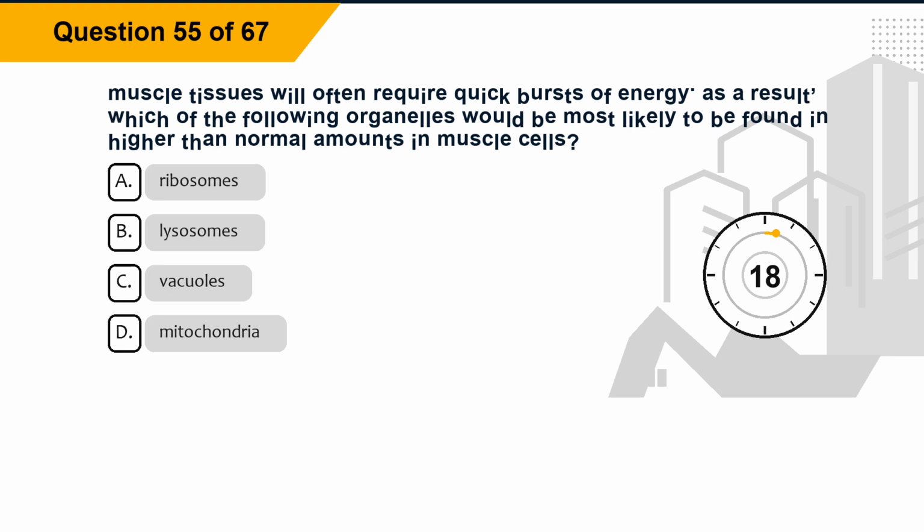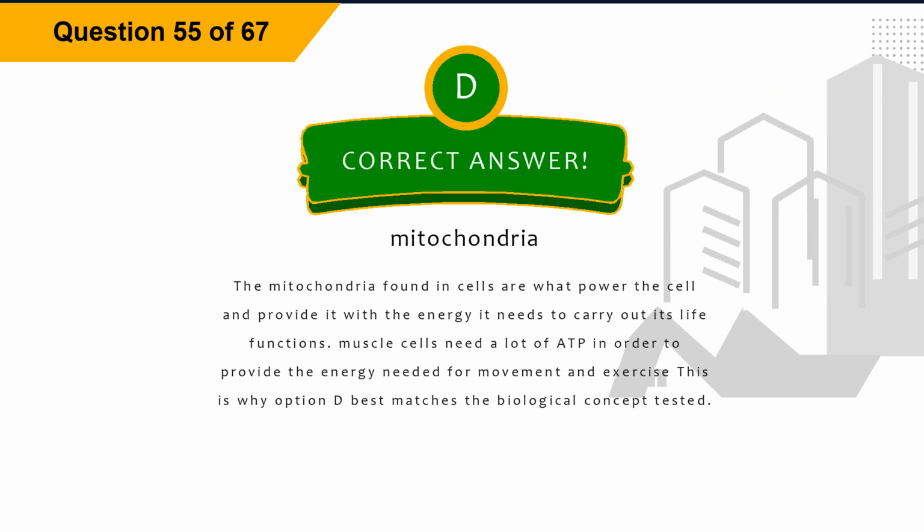Question 55. Muscle tissues will often require quick bursts of energy. As a result, which of the following organelles would be most likely to be found in higher than normal amounts in muscle cells? Option A, ribosomes. Option B, lysosomes. Option C, vacuoles. Option D, mitochondria. The correct answer is option D, mitochondria. Explanation. The mitochondria found in cells are what power the cell and provide it with the energy it needs to carry out its life functions. Muscle cells need a lot of ATP in order to provide the energy needed for movement and exercise. This is why option D best matches the biological concept tested.